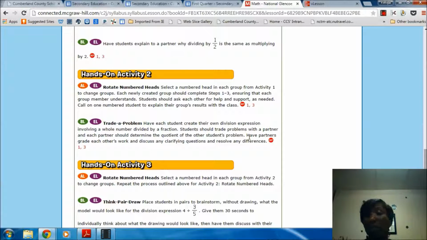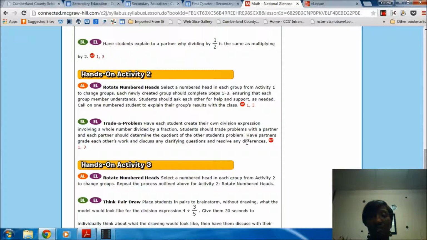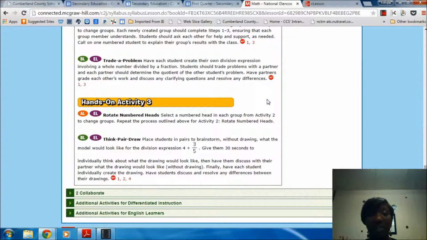And then they trade problems with a partner. So look at that creativity. There are so many pieces of the 4 C's that are evident here. You're having them communicate. There's critical thinking because you're having them sit and think about the process. And then here you're asking them to create. And then again, evidence of the mathematical practices here.